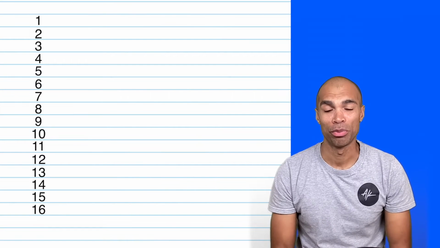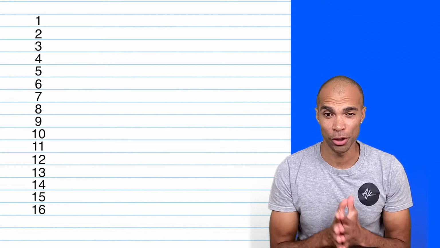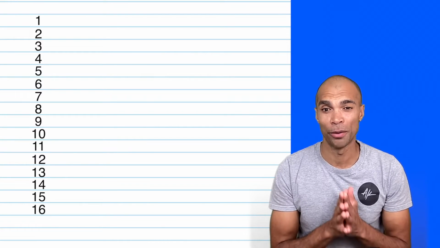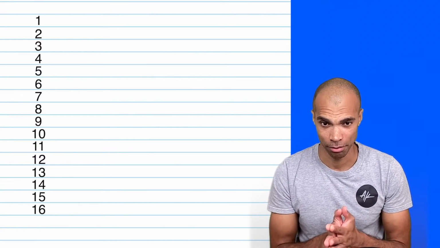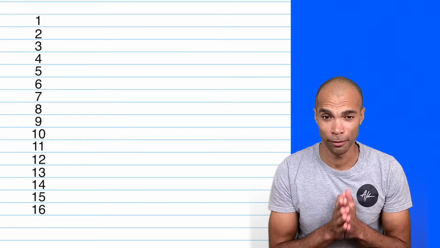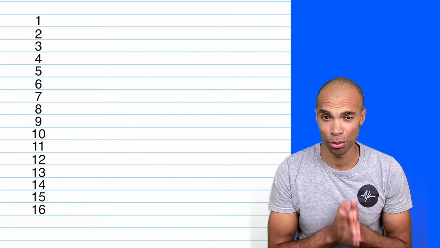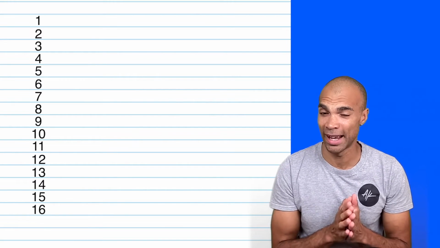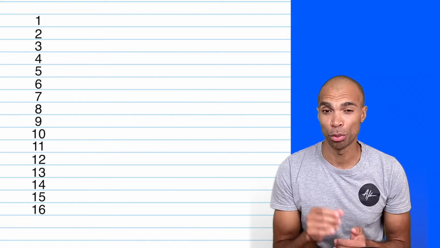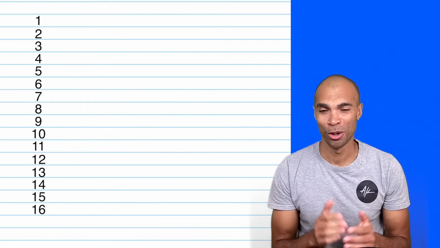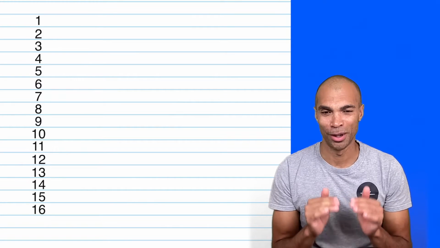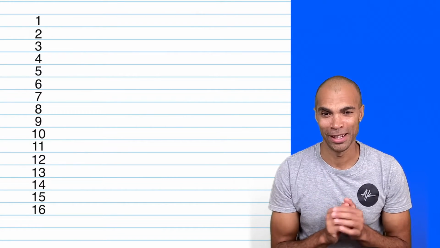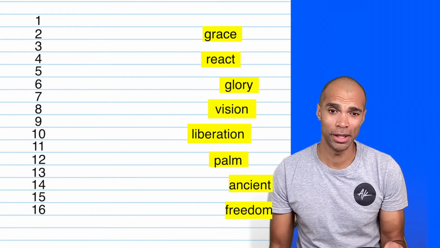Step 3, you're going to place each of those words at the end of the even lines. Okay, so at the end of line 2, 4, 6, 8, 10, 12, 14 and 16, you're going to put one of those words. Put your 8 words onto your even lines at the end of each line. So here is what I have.